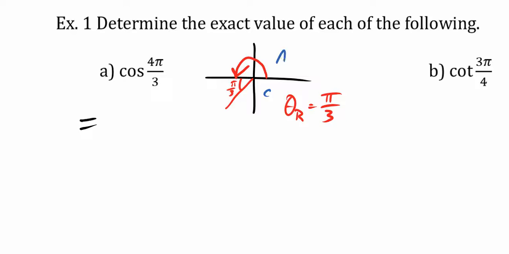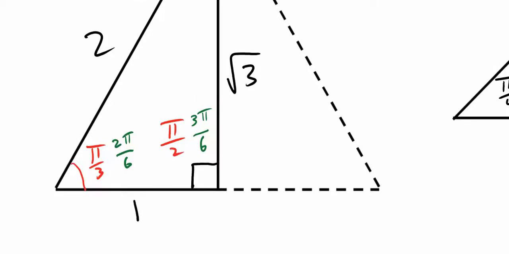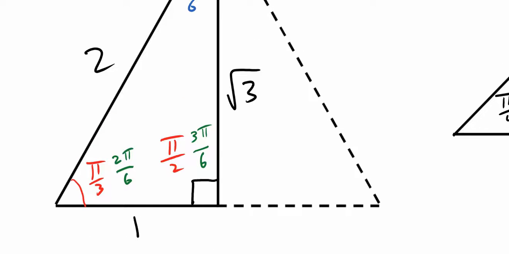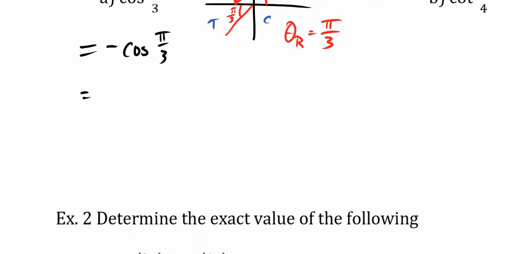CAST tells me that cosine will be negative in that quadrant. So cosine of 4 pi by 3 is equal to the negative of cos of pi by 3. Let's go up here. Cos of pi by 3, cosine is adjacent over hypotenuse. So that's adjacent is 1, right? Here's pi by 3. So 1/2. So this should be -1/2.